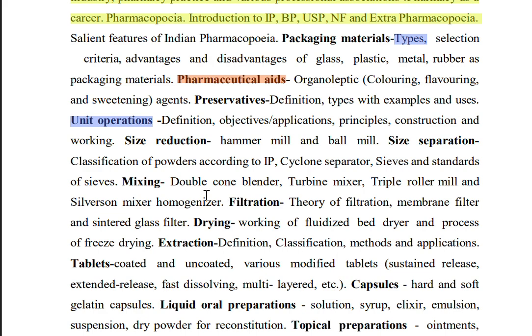And moving on to filtration, we have to focus on the theory of filtration. Membrane filter: can you guess the pore size of a membrane filter? Yeah, 0.22 micrometer, used for bacterial separation. And sintered glass filters. In pharmaceutical engineering, another important topic is drying: working of the fluidized bed dryer and the process of freeze drying. In lyophilization, how many degrees are used? You can guess. Yeah, right. Then extraction: definitions, classification, methods and applications.